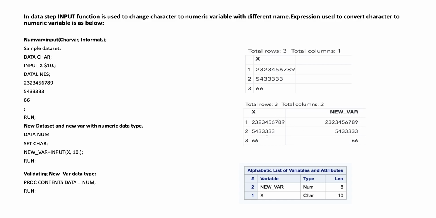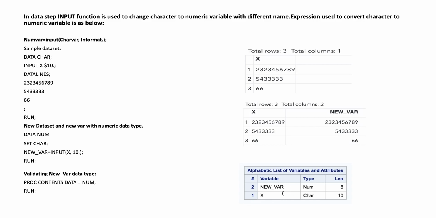Here the variable type character has changed to numeric. Now we are going to check whether it has changed from character to numeric or not. To check the variable type, we use proc contents data equals num and run. When we run the third set of the code, the result is obtained from this third table.